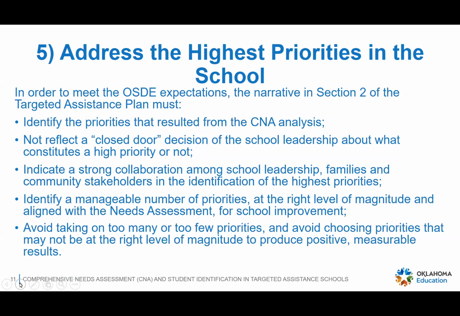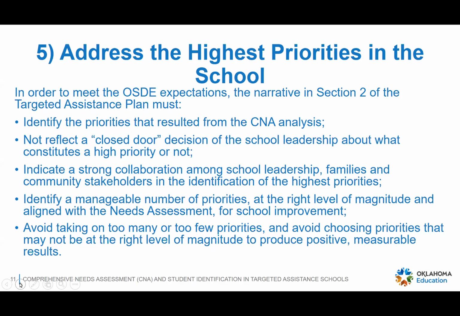Address the highest priorities in the school. In order to meet the OSDE expectations, the narrative in Section 2 of the Targeted Assistance Plan must identify the priorities that resulted from the CNA analysis, must not reflect a closed-door decision of the school leadership about what constitutes a high priority or not, must indicate a strong collaboration among school leadership, families, and community stakeholders in the identification of the highest priorities, must identify a manageable number of priorities at the right level of magnitude, and align with the needs assessment for school improvement.